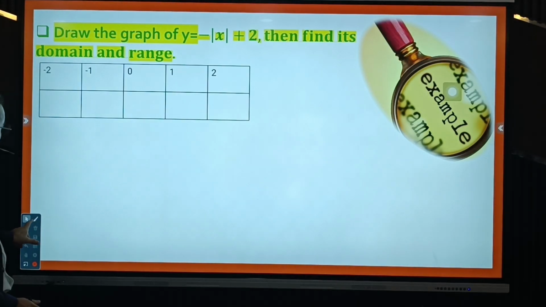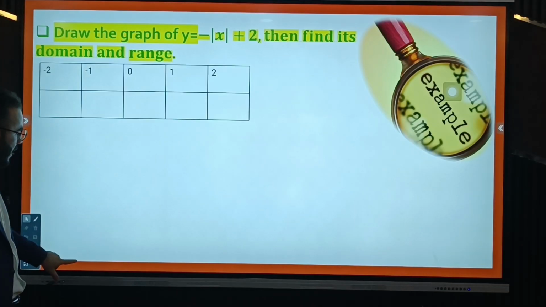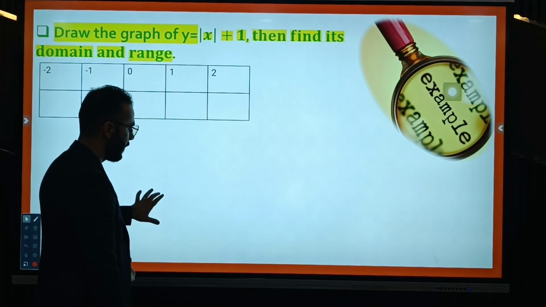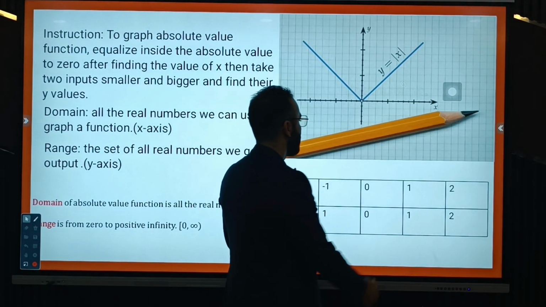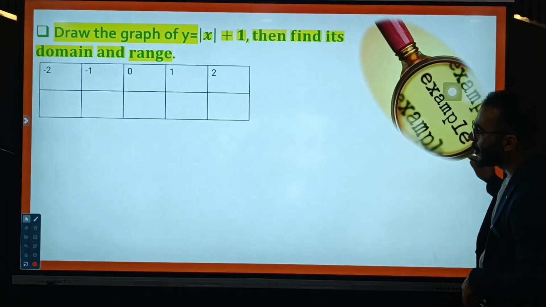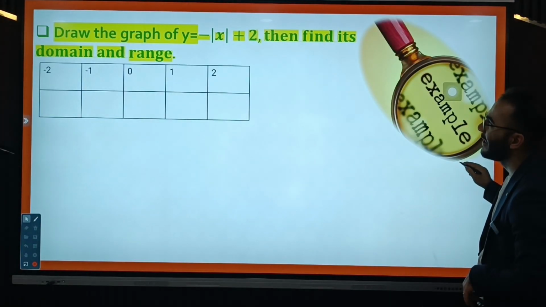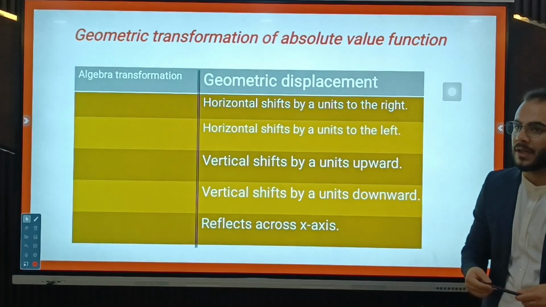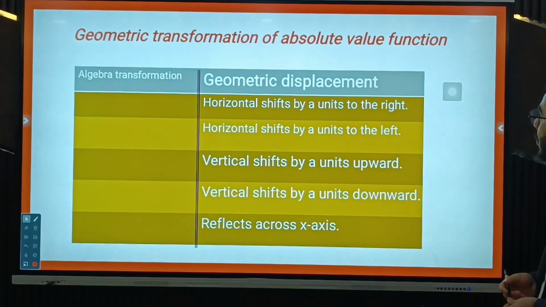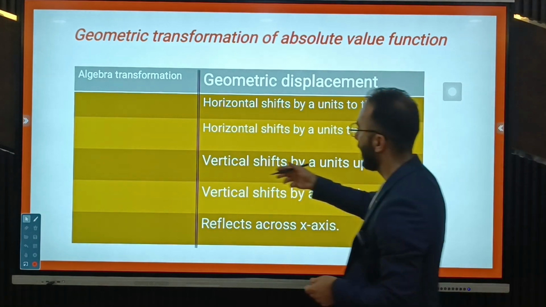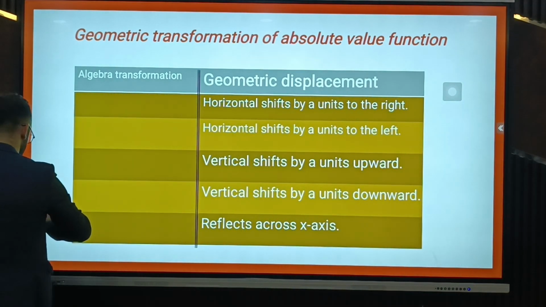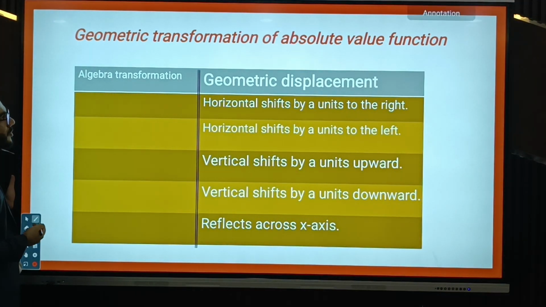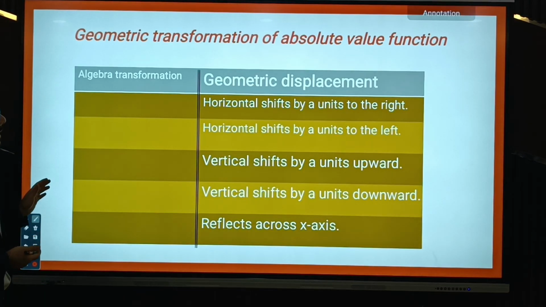And my dear students, I hope that you got benefit from this lesson regarding absolute value. Still, there is something that we call geometric transformation of absolute value functions. Well, actually, here it doesn't give it to us. Maybe it's because of the color. So I'm going to write it by myself.